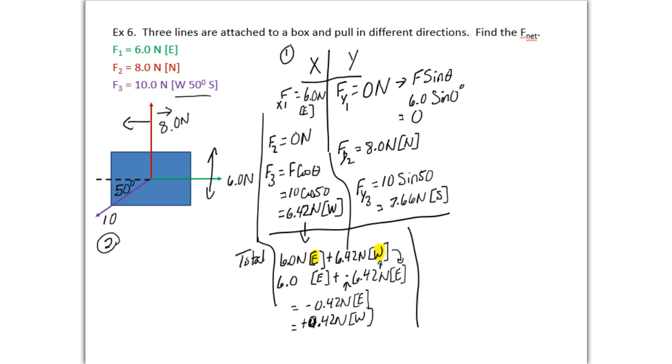Now we need to get the total of all of our y components. So you add these together. So you have 0 newtons for the first one, you can leave that out. Next one you have 8 newtons north plus 7.66 newtons south. Okay, now let's do this the quicker way. 8 is our biggest force, so we're not going to change direction on this one.